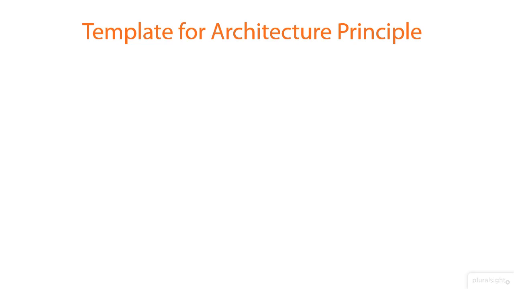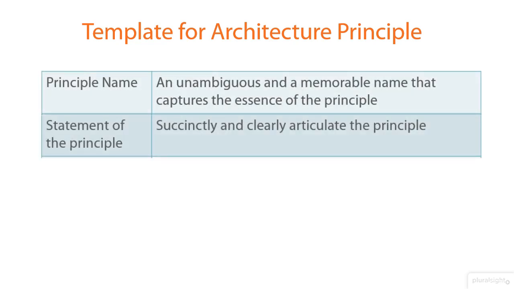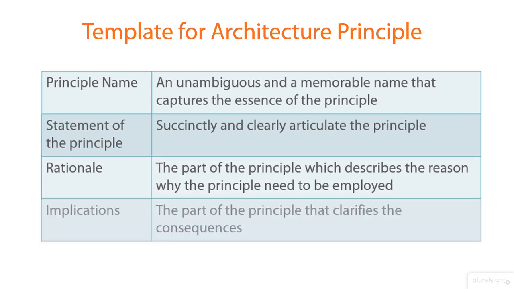Now, let's look at what a principle might look like. TOGAF recommends the following template while defining principles. The template is as follows. It includes principle name, statement of the principle, rationale, and implications. The principle name is an unambiguous and memorable name that captures the essence of the principle. And the statement should succinctly and clearly articulate the principle. The rationale is the part of the principle which describes the reason why the principle needs to be employed in terms of business benefits for the organization, and also cross-references other supporting or related principles.